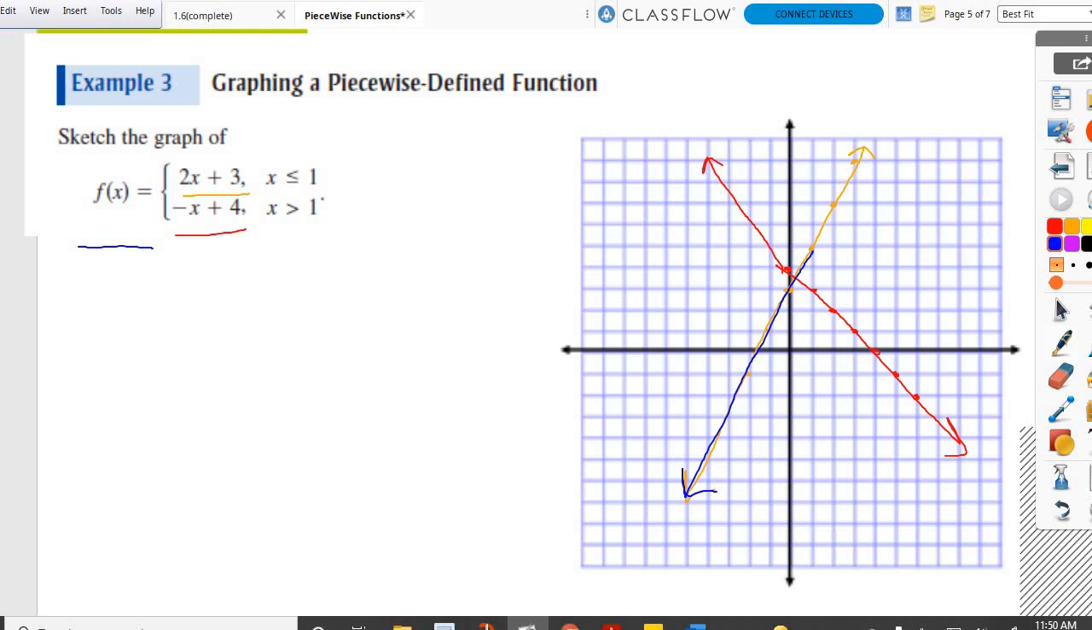Does it have an equal to bar? Yes. So if it has an equal to bar, then it has to be a closed circle. I'll remember that. Okay? Now for my red graph, again, this time where x is greater than 1.